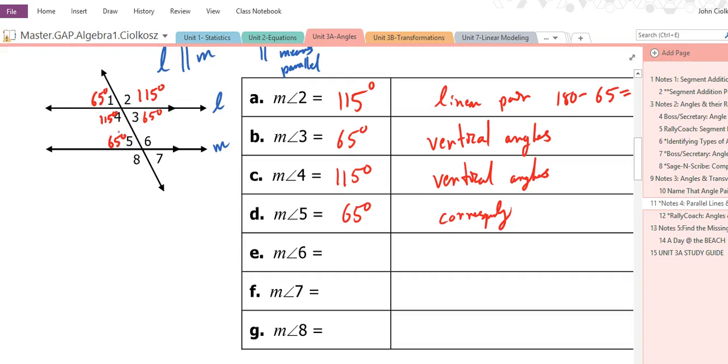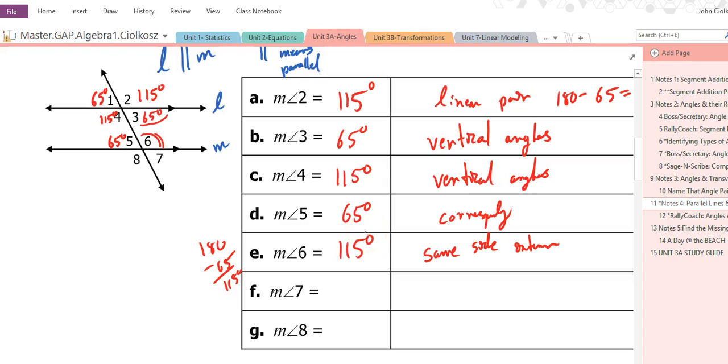Now let's check out 6. Well, one way to look at these is they're same side interior with 3. So same side interior, and we have parallel lines. So these two need to add up to 180. So let's do 180 minus 65, 115.